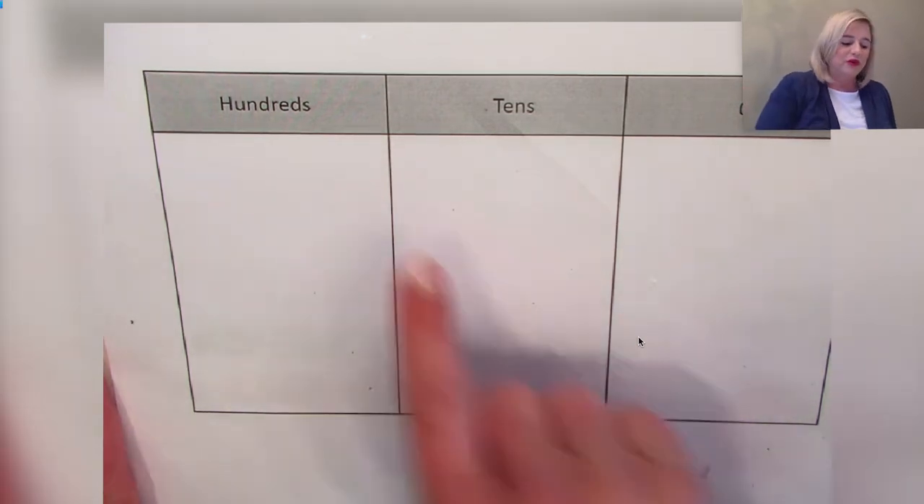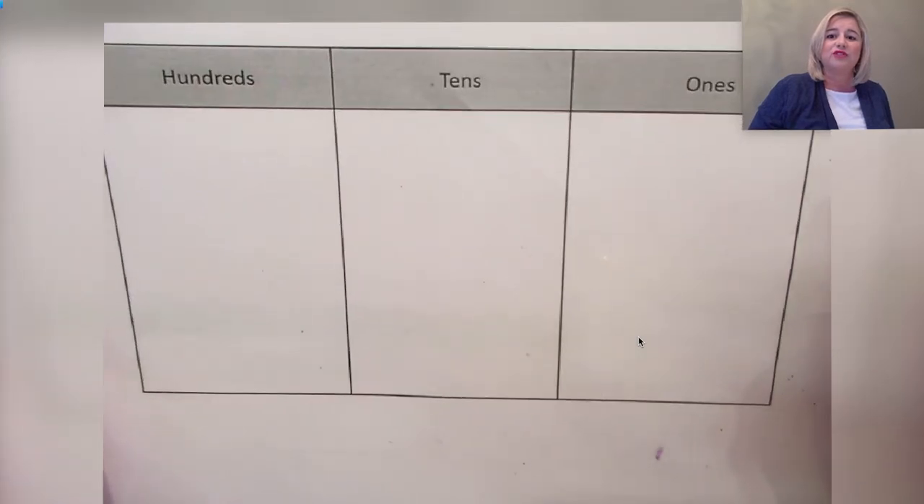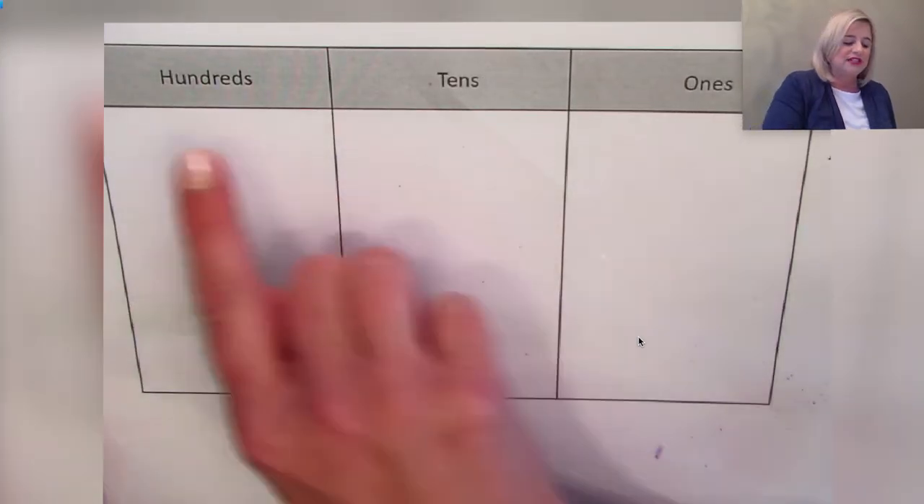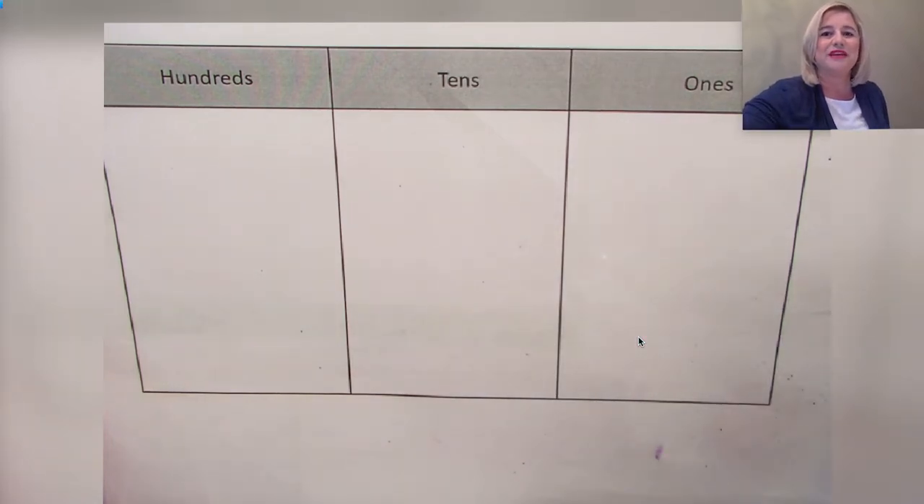Make sure that you label hundreds, tens, and ones. It's okay if you don't want to write the full word. You can just use an H, a T, and an O. Now go ahead and draw 4 more mats.